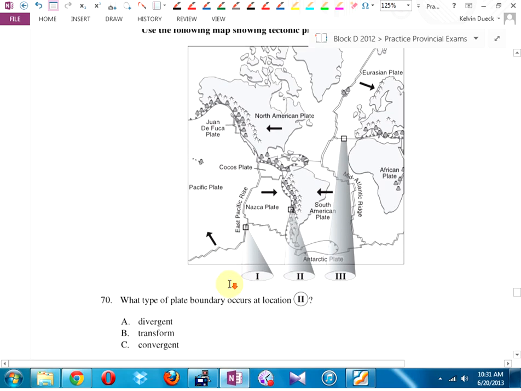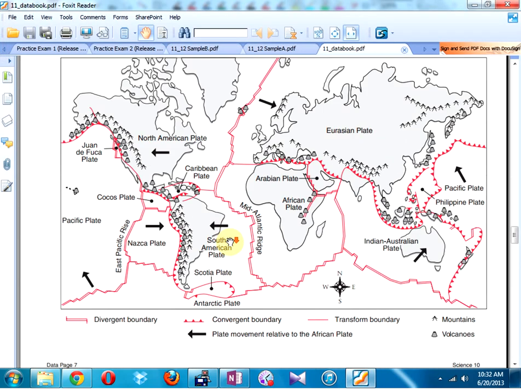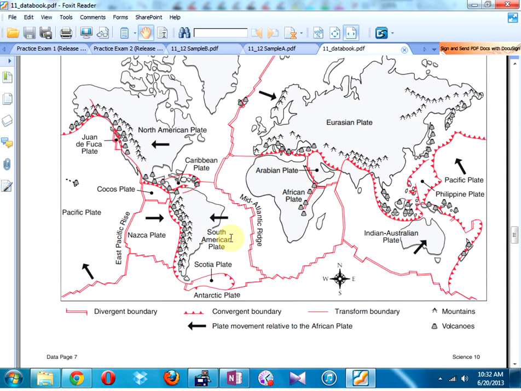So what type of plate boundary occurs at location 2 right there? Well, it looks like we have a plate coming in from the left-hand side and a plate coming in from the right-hand side. It looks like we have this. What do we call that? Convergent. What's divergent? What's transform? Okay. Slide past each other. Transform would be a straight line. Yep, a little trickier to find.